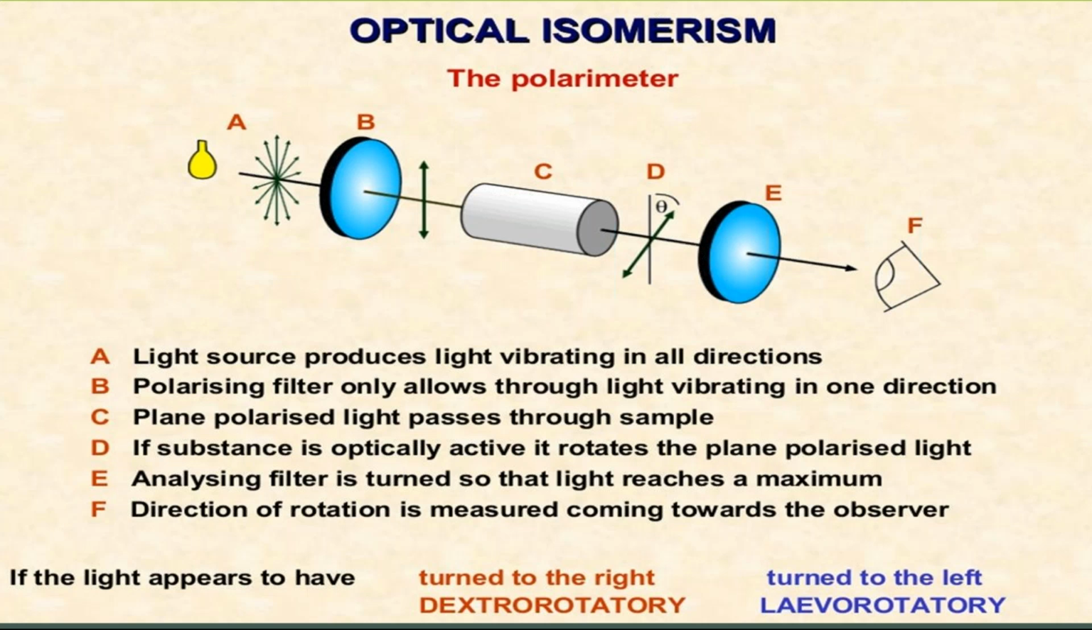Next we have B. B is actually a prism. It is a polarizing filter which only allows light vibrating in one direction through. You can see in this picture there are various directions of the light. When it passes through the Nicol prism, the other directed light is removed, and only light in one direction comes out from the prism.